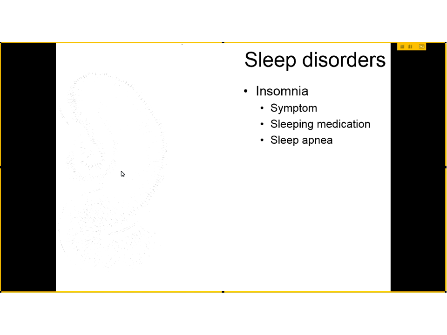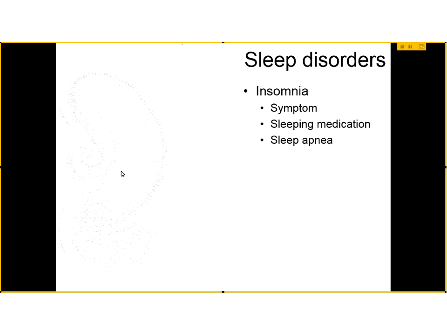So, given this, what are some problems associated with sleep? We'll talk about 3 general classes of disorders. First, we'll talk about insomnia. Then we'll talk about disorders associated with REM sleep, and then we'll talk about disorders associated with non-REM sleep.